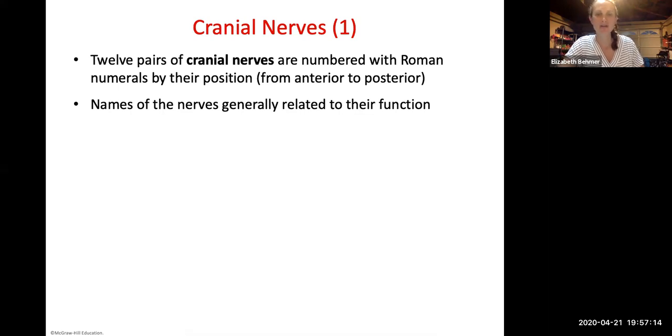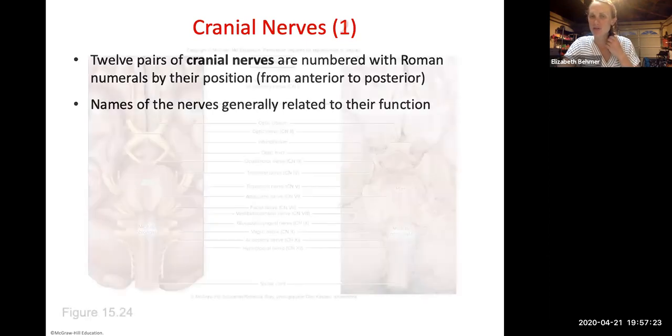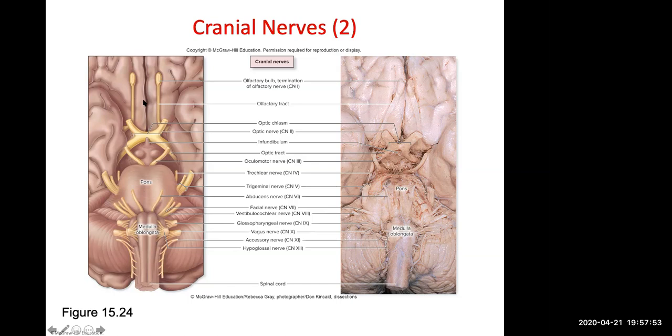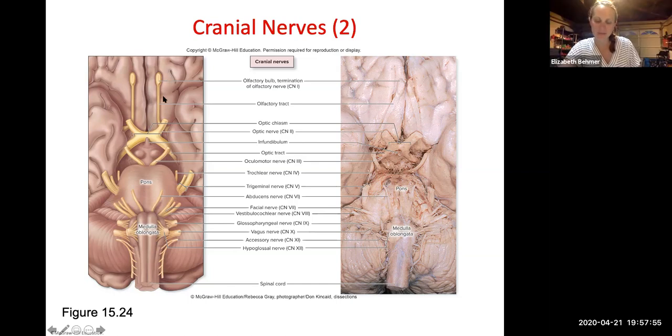As we go through cranial nerves, they're all numbered with Roman numerals by their position from anterior to posterior. And the names of the nerves generally are related to their function. So cranial nerve number 1 is the most anterior cranial nerve, and that's the answer to number 16, and that's your olfactory nerve. So you can see your olfactory nerve in yellow a little bit better on the artistic drawing. It reaches out to the front of your nose, and if you remember, you have parts of your olfactory nerve that go through the cribriform plate, through your ethmoid bone to help you smell. So there's your olfactory nerve, the most anterior nerve.